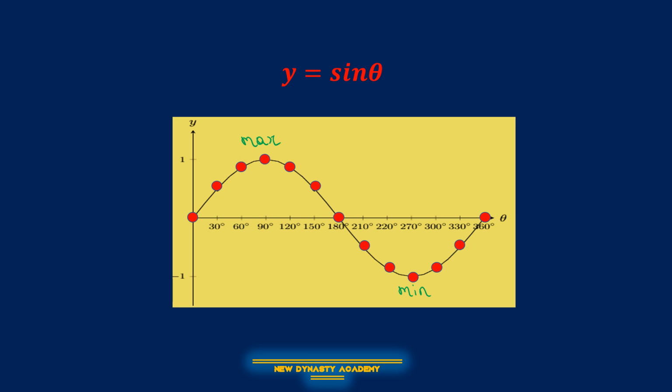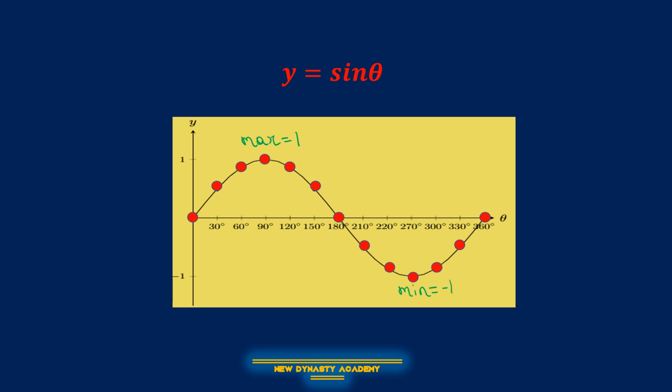But 90 is not your maximum value. Remember, this graph starts at 0, going up in your y-axis, and it reaches the maximum at 1. So the maximum here is going to be equal to 1, and the minimum you can just guess, that is going to be equal to -1.